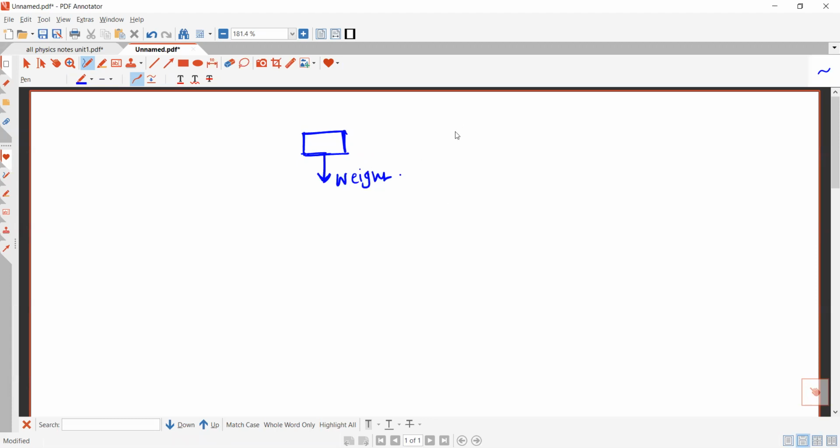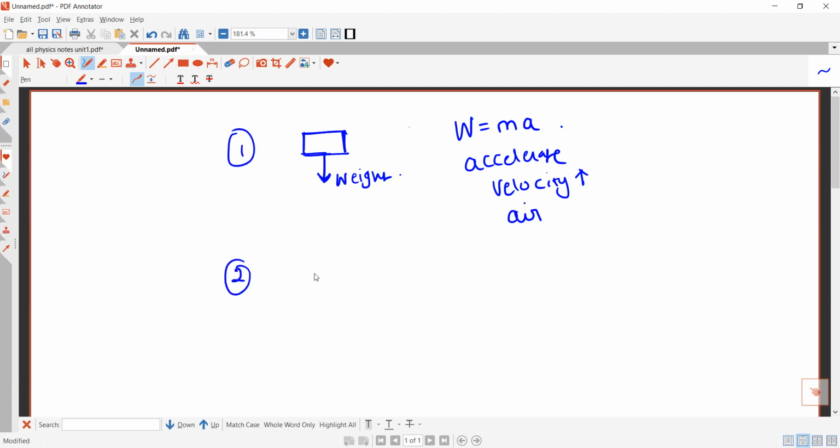Because of the weight, that is the resultant force over here. Weight is the only force, right? So this is the resultant force acting. So the object is going to now accelerate. When the object accelerates, the velocity increases. And when the velocity increases, that means your air resistance also starts acting on the body. So if I draw, this is snapshot number 1. Let's go to snapshot number 2.